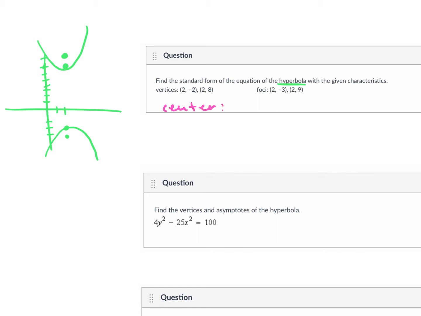So we have 10 spaces in between these, so 5 would be in the middle. So yes. I think it would be 2, 2, right? No, because this is at 2, so 2, 3. You are right. 2, 3.